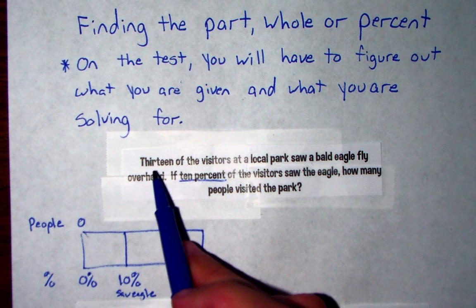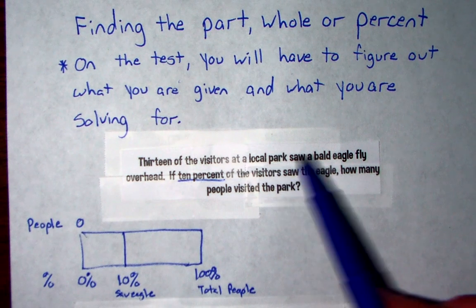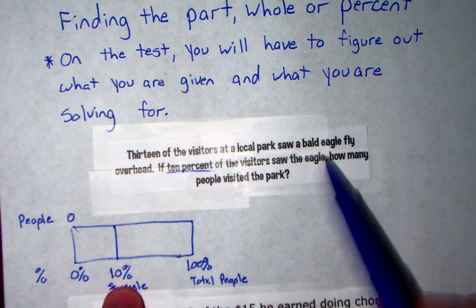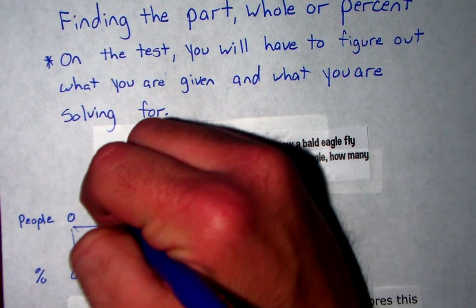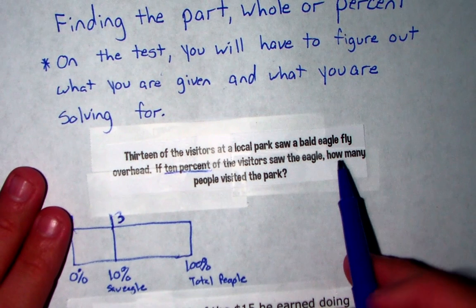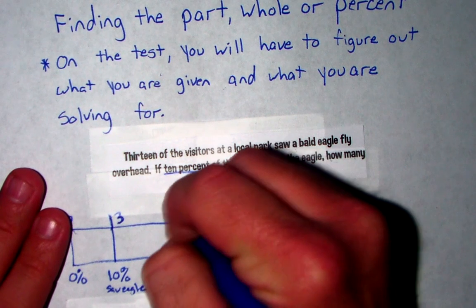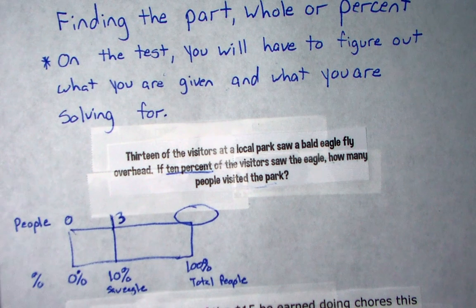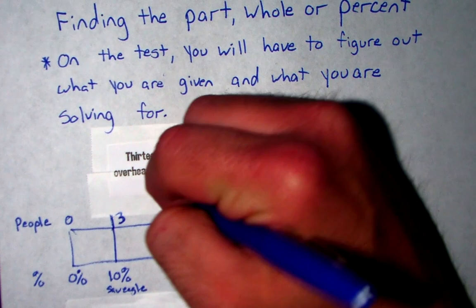Now let's see where this 13 belongs. 13 of the visitors at the local park saw the bald eagle. So the 13 saw the eagle. That represents your 10%. The other way you can tell is read the question part. The question says, how many people visited the park? It's asking for how many total people visited the park. That's what you're solving for. All right. Now we got it set up. What are we solving for? We're solving for the whole.